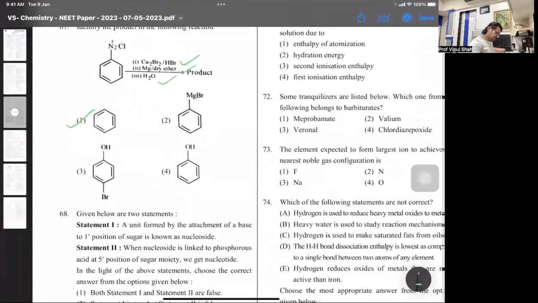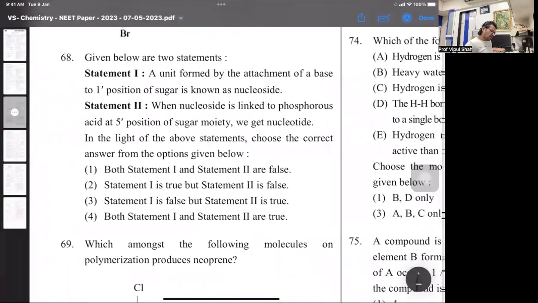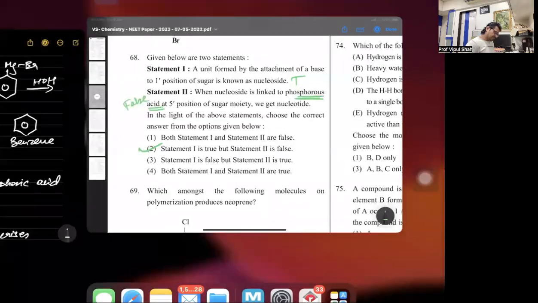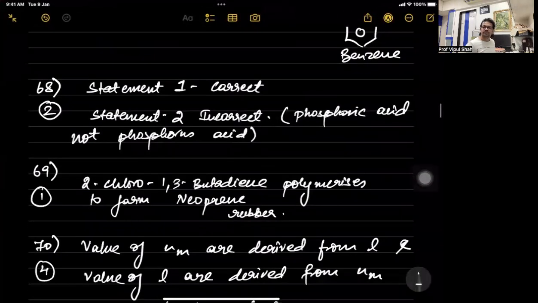What does it say again? A unit formed by the attachment of a base to the 1' position in a sugar is called a nucleoside. Yes, this is a true statement. And when a nucleoside is attached to phosphorus acid, this is the false statement. Why false? It's not phosphorus acid, it is phosphoric acid. So statement one is true, but the second one is false. So 68, that's 2. Not phosphorus acid, phosphoric acid.